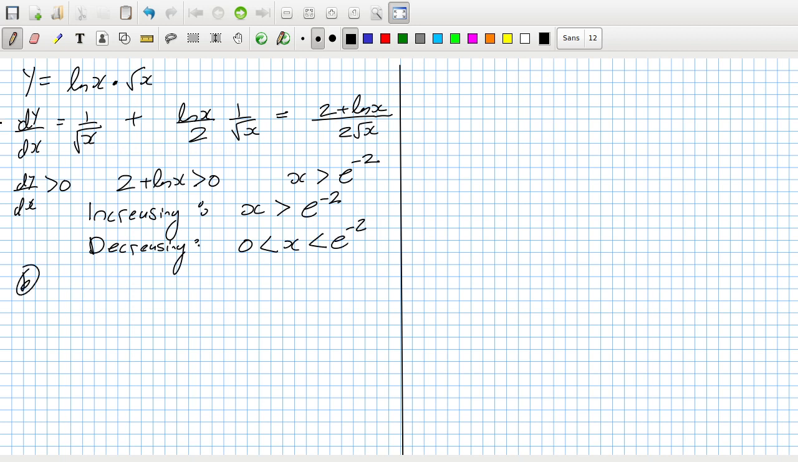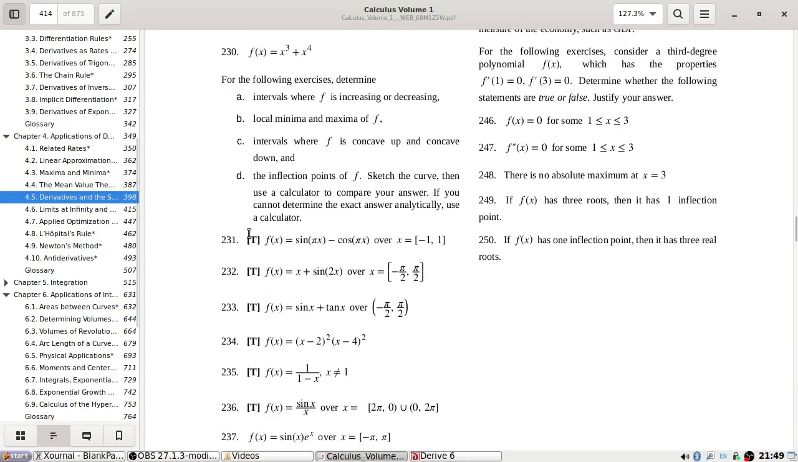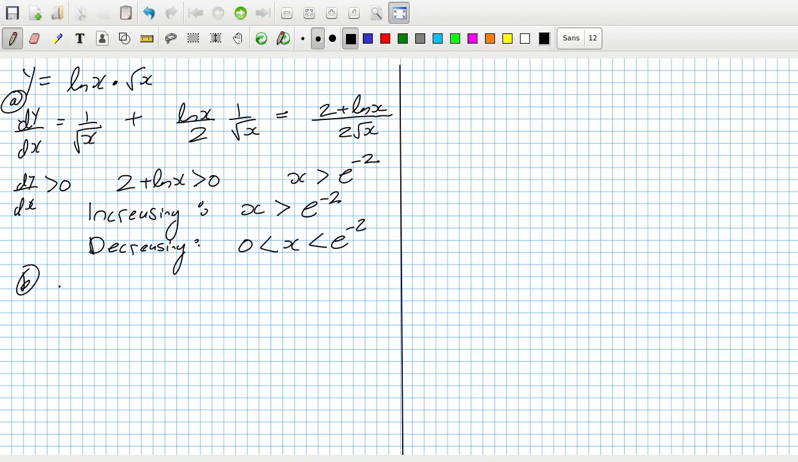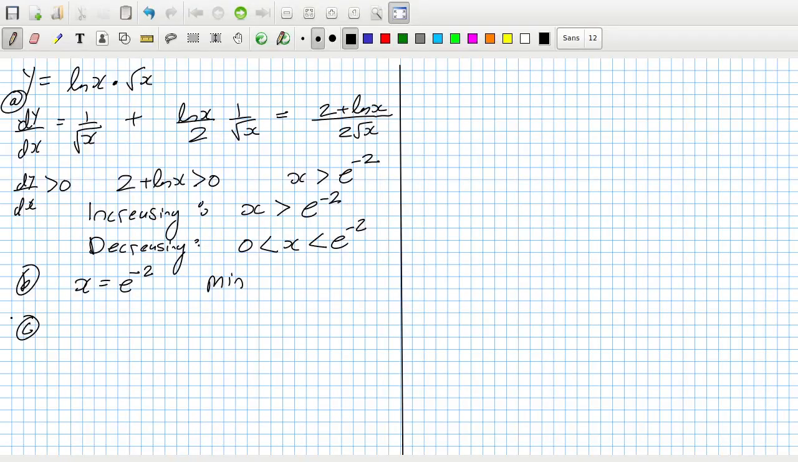Okay, b. Local min and max, so that would be when x is equal to e to the power minus 2. And that would be a minimum, because it went from decreasing to increasing, I guess. So c was the concave up, concave down, so we'll need the second derivative.